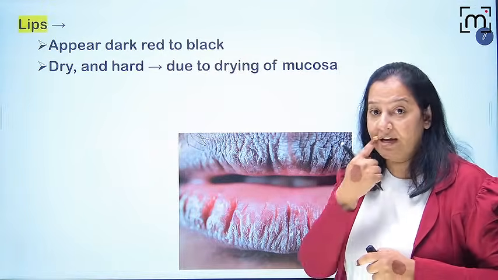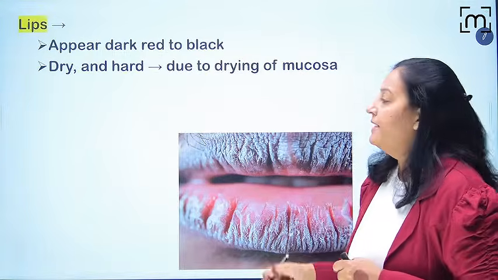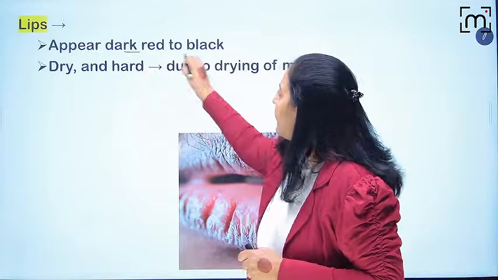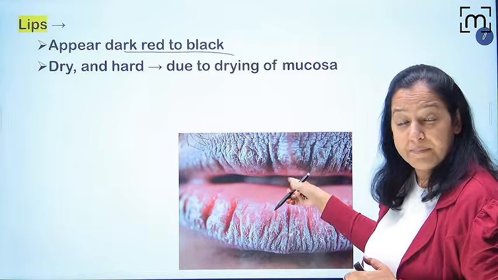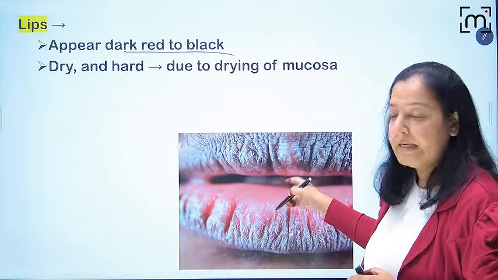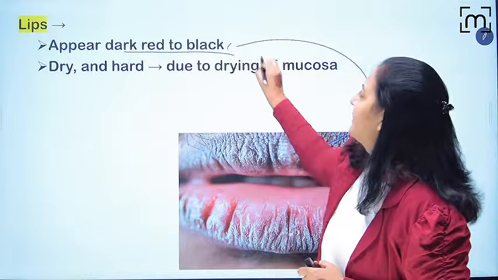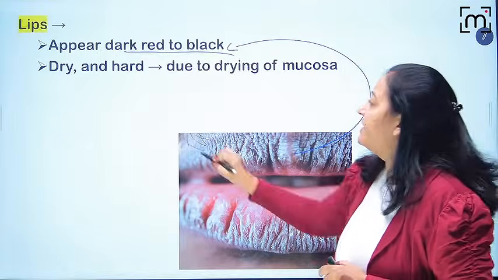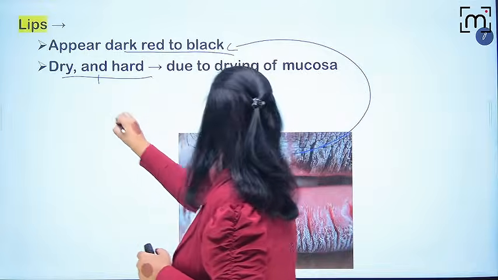Now coming to the changes in the lips. The skin of the lips, you can see, appears dark red to black. Appreciate the lips of a dead person. They are dark red to black in color. They are dry and hard due to drying of the mucosa.